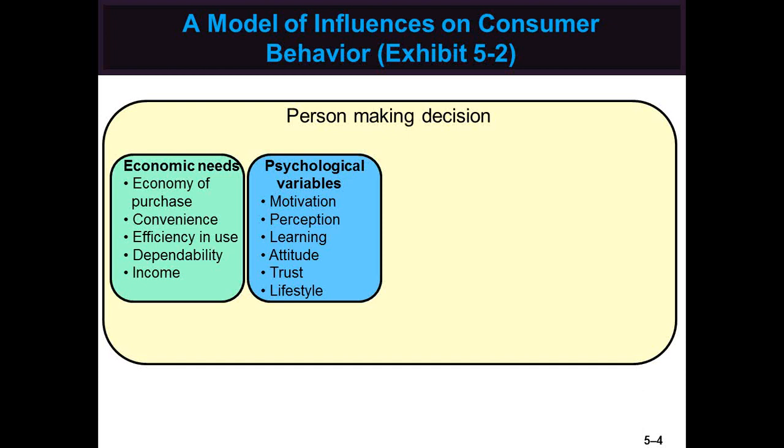Economic needs are those needs that are concerned with the consumer making the best use of his or her time and money. Economy of purchase or use, efficiency in operation, dependability in use, improvement of earnings, or convenience. These are all economic needs. Psychological variables include those things that are going on in the mind of the consumer that affect the purchase. Some examples are attitudes, personality, learning processes, trust and perceptions.